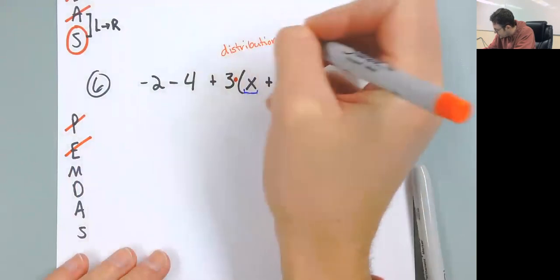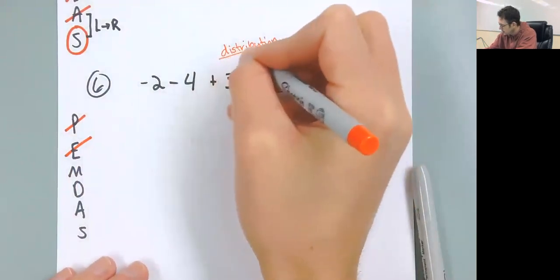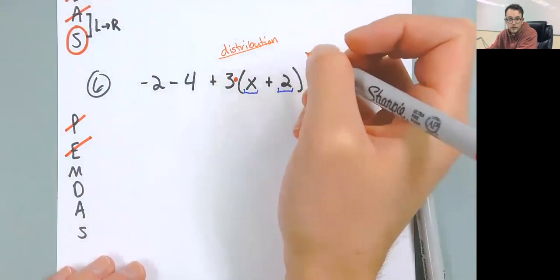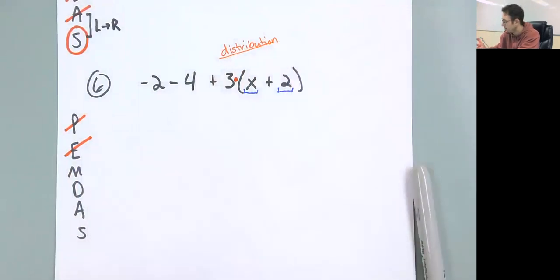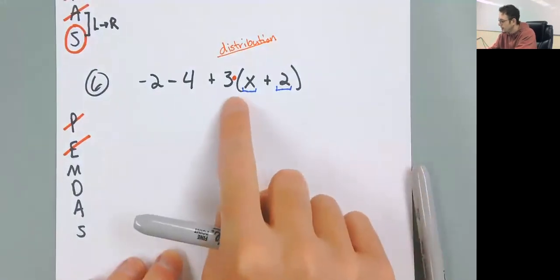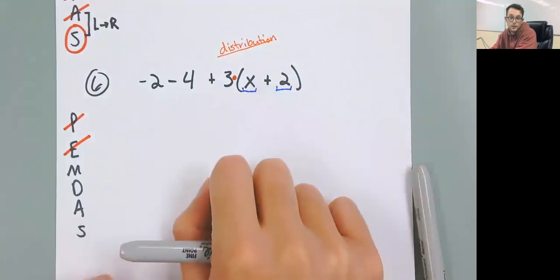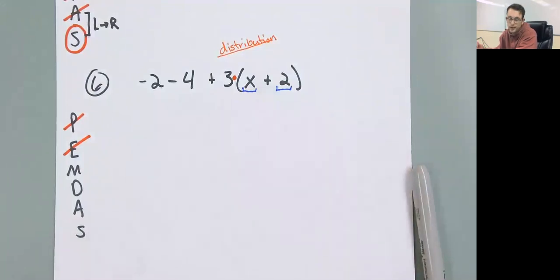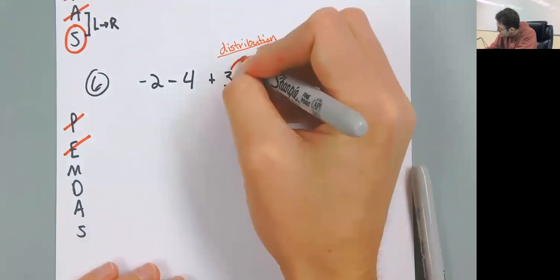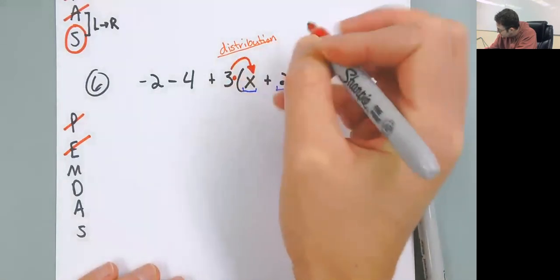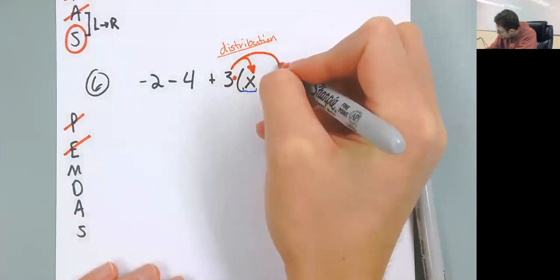Distribution, all right? You need to distribute through to every term inside of the parentheses. And I like to do the rainbow. All right, so that's going to go there. And it's going to go there.